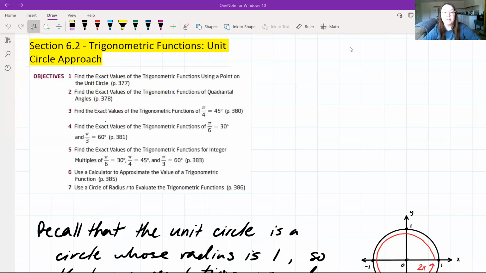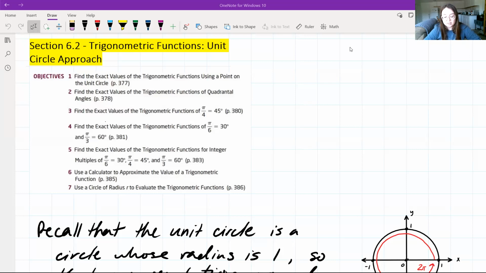Hello, everyone. For this lecture, we'll be going over section 6.2, which is on trigonometric functions with the unit circle approach. So we're going to have 7 objectives in this section. First, we want to find the exact values of the trigonometric functions using a point on the unit circle. 2, find the exact values of the trigonometric functions of quadrantal angles.